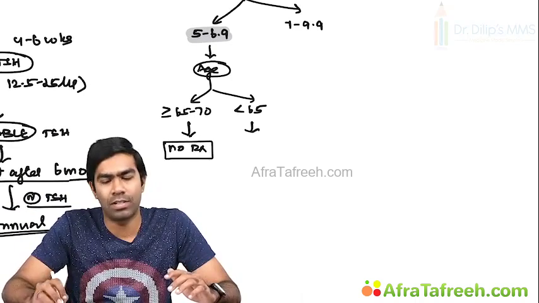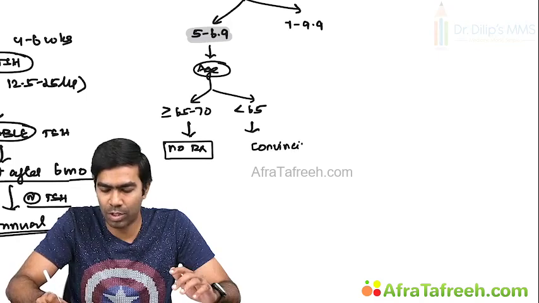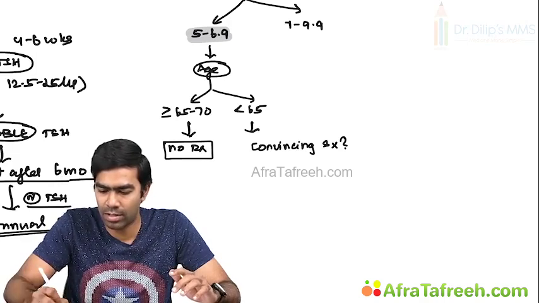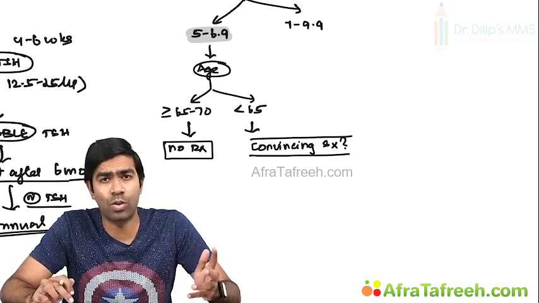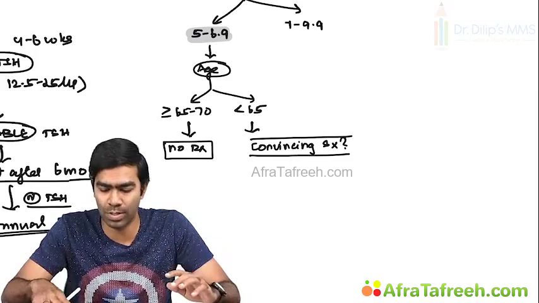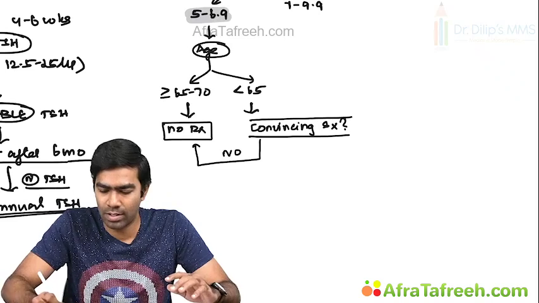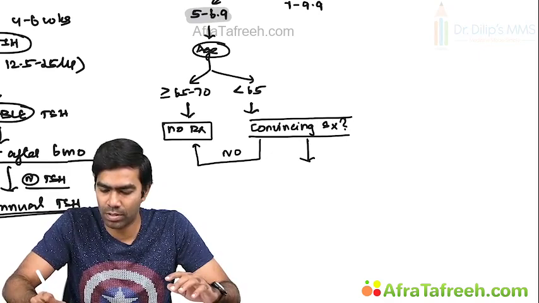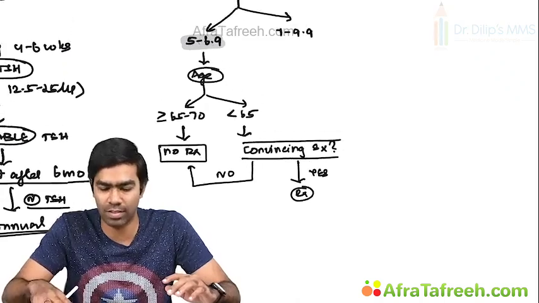And for less than 65 years, you have to see whether any convincing symptoms of hypothyroidism are there or not. Any convincing symptoms like severe fatigue, severe cold intolerance, severe constipation. Some convincing symptoms of hypothyroidism should be there. If not, again you don't treat. If yes, you're going to start the treatment. Clear? If yes, you have to start the treatment. Clear? Less than 65 years.